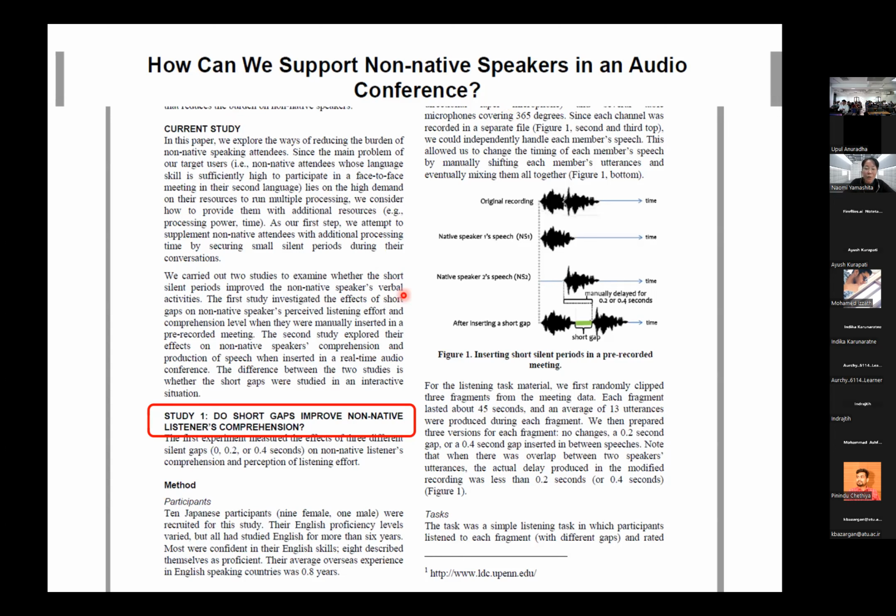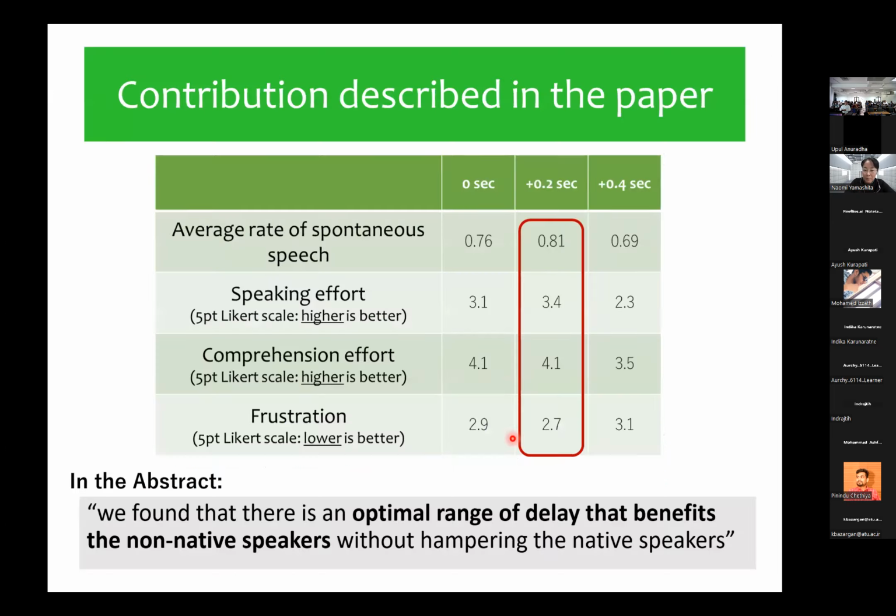And we presented two studies. The first one is a preliminary study, and it talks about how short gaps can improve non-native speaker comprehension. And the second one is about how gaps may help non-native speakers' speech. And in the abstract, we described the contribution of the paper as: we found that there is an optimal range, a 0.2 second delay, that benefits the non-native speakers without hampering the native speakers.